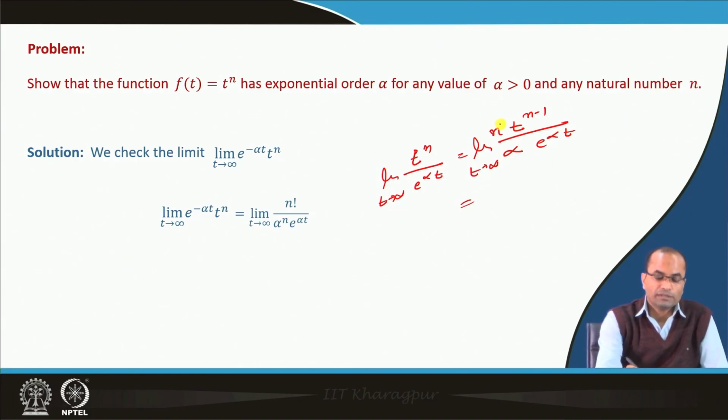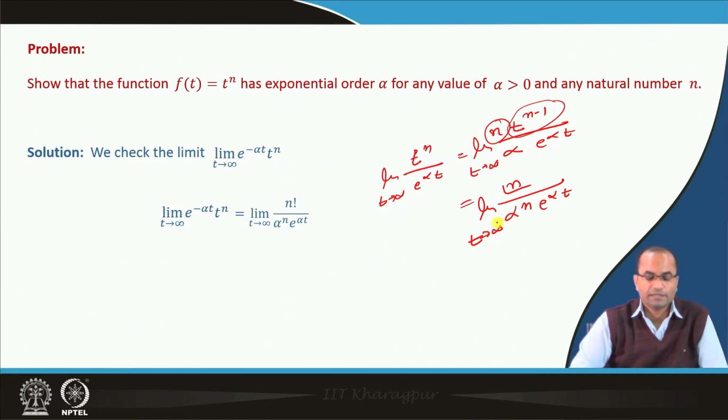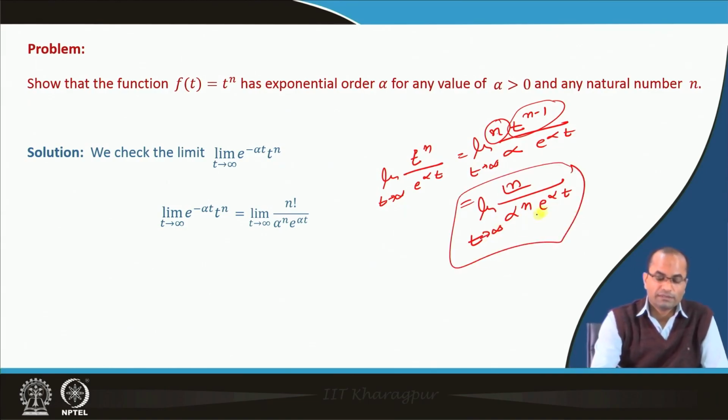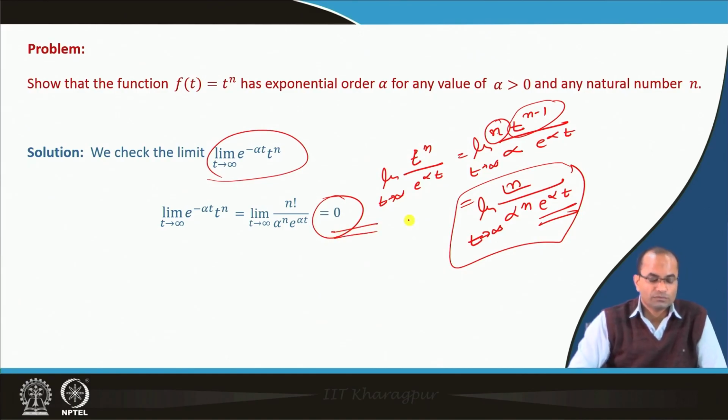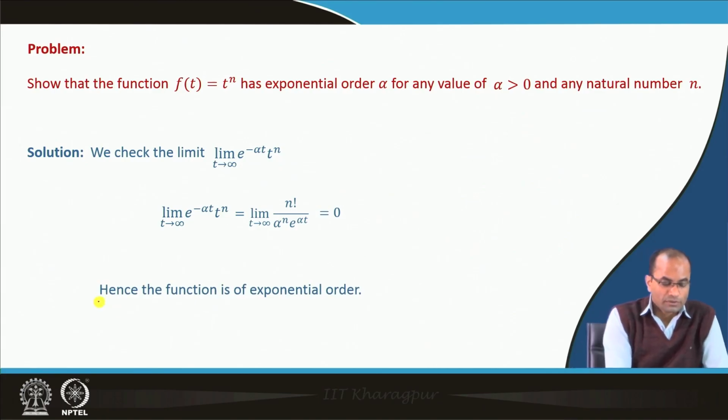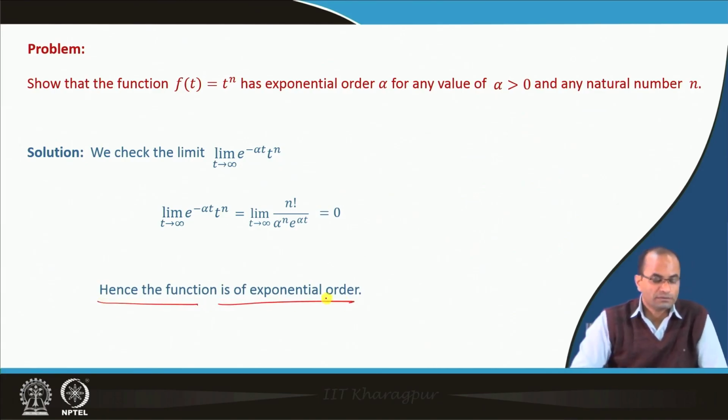So, when we keep on doing this, here we will get n, n minus 1 and so on, at the end the factorial n, and then this t will disappear there, and here we will get this alpha power n and again this e power alpha t, and we have to consider again t approaches to infinity. So, in this case as well, when t approaches to infinity, this will go to 0. So, we have this limit here is equal to 0 as t approaches to infinity. So, hence this function is of exponential order, that is clear now from here.